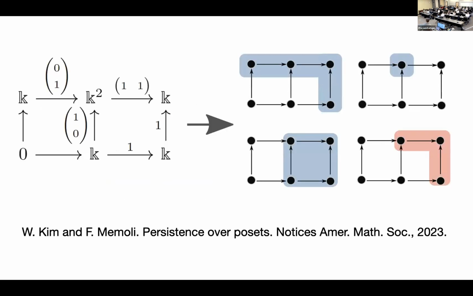Okay, here's an example which you might have seen in this month's issue of the Notices of the AMS. We have this nice picture by Woojin Kim and Facundo Mémoli. On the left here, we have an indecomposable non-interval persistence module, and it has this decomposition, or associated formal sum of intervals. The blue intervals are positive and the red one is negative.